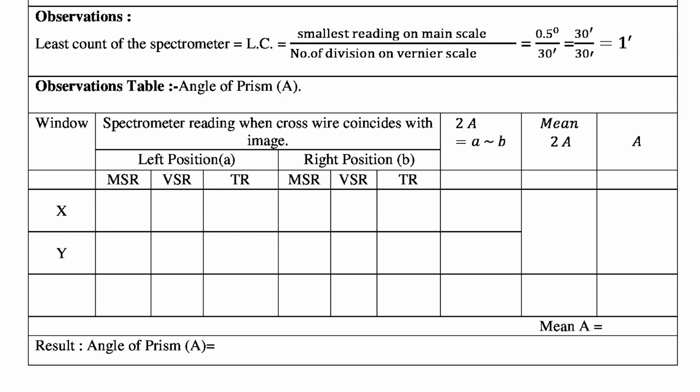Now take the difference between the two X window readings, that is 2A. Take the difference between the two Y window readings, that is also 2A. Find out the mean of that, that is 2A, and then divide by 2, that is the value of A. So that is our result, that is the angle of the prism, the value of A.